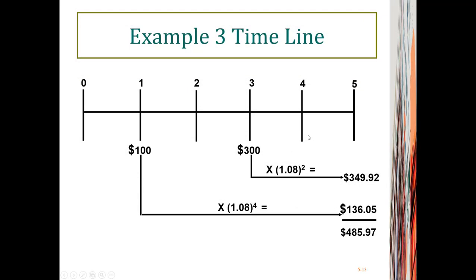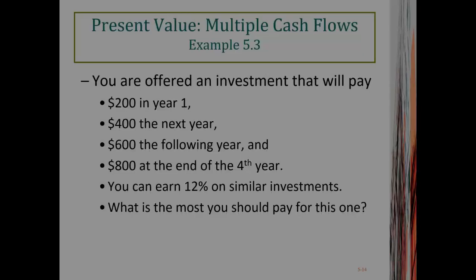And here is the timeline of this example. As you see, for the first cash flow, $100, you need to compound 1, 2, 3, 4 times. And for the second cash flow, which occurs in year 3, you need to compound twice. And I think in calculating future value, you need to be very careful in determining the number of times that you need to compound for every cash flow.